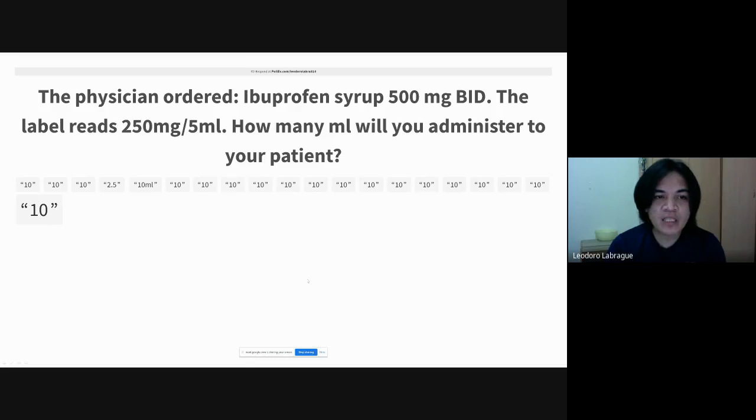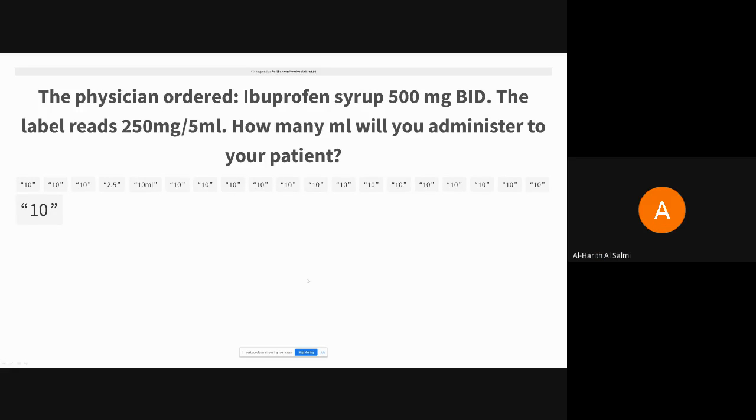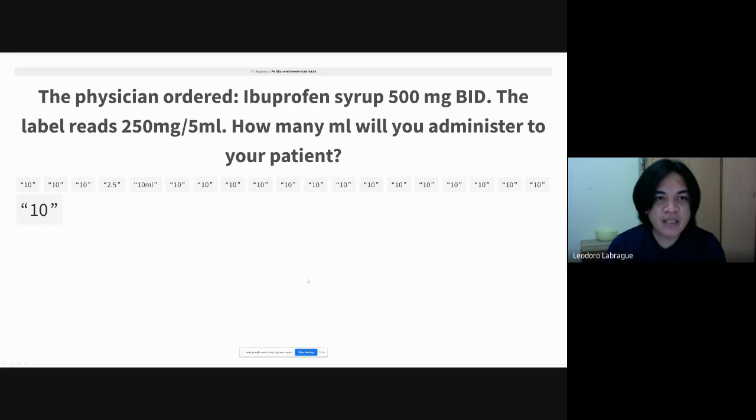How did you come up with 10 ml? 500 divided by 250 multiplied by 5. Okay, it's 500 divided by 250 because the order is 500, the available is 250. Very good. Multiply by 5. So you need to give 10 ml. So the answer is 10 ml.